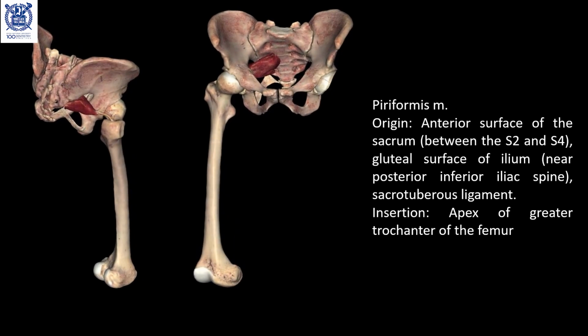Piriformis origin: anterior surface of the sacrum between S2 and S4, gluteal surface of ilium near posterior inferior iliac spine and sacrotuberous ligament. Insertion: apex of the greater trochanter of the femur. The piriformis muscles are the key muscles of the buttocks.